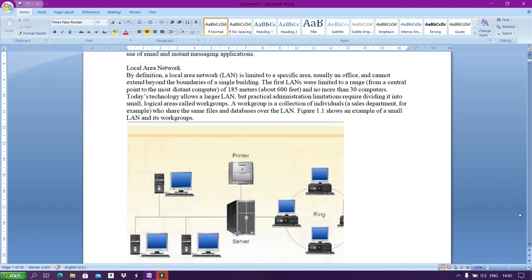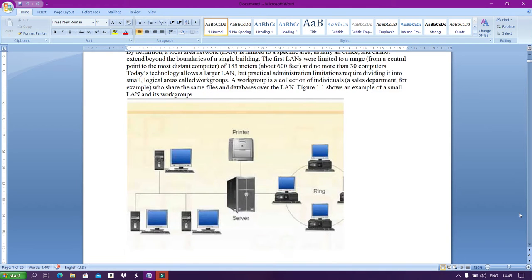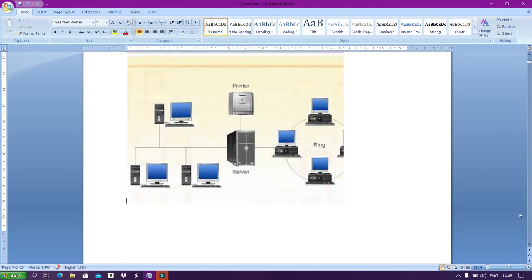A workgroup is a collection of individuals, a sales department, for example, who share the same files or databases over a LAN. Figure 1.1 shows an example of a small LAN and its workgroup. So here is just a quick picture of a server and a printer and a bus topology network and a ring topology.